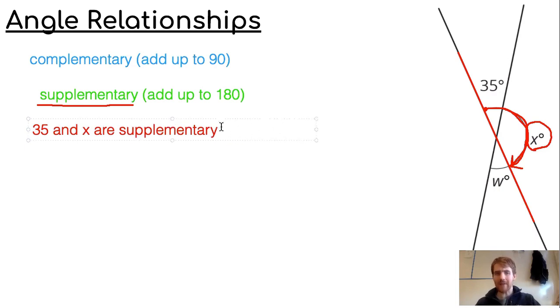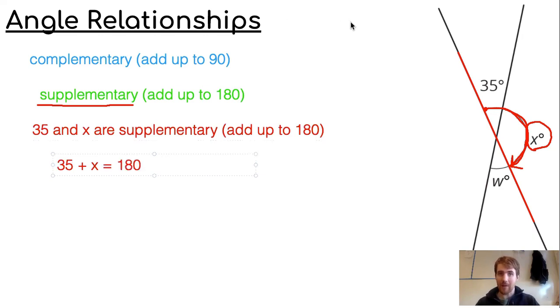So once you've done that, the challenge is, okay, how do I take this thing that I know is true, and most of you are pretty good at recognizing when things add up to 180, and then turn it into an equation? How would I do that? Well, I just want to take this and represent it in math symbols. So if I know these two things add up to 180, then I'm just going to write 35 plus x is equal to 180. And once I've done that, it's just a matter of solving this equation.